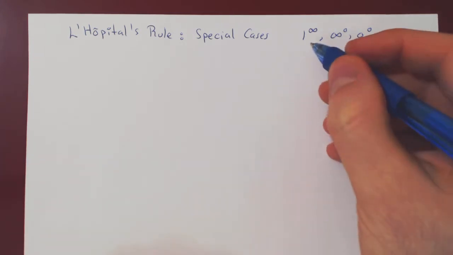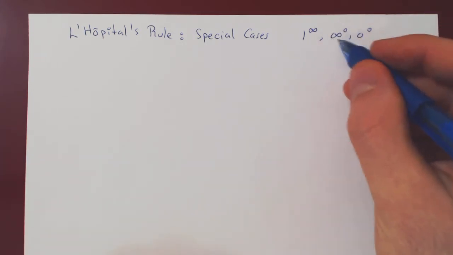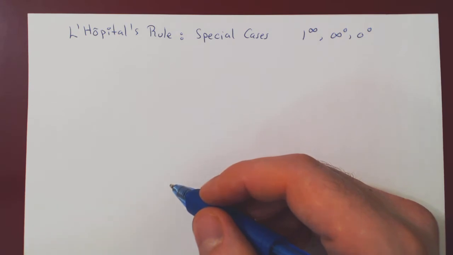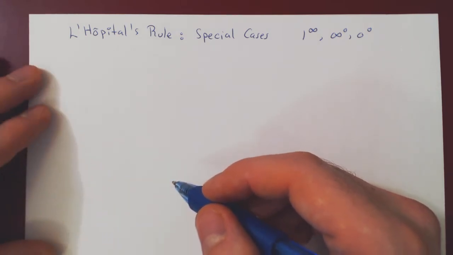We'll consider an example of this type right now, but the other two types are attacked in the exact same way. Take the ln of the limit, transform, so you can get a case where you can use L'Hopital's rule, and then you're good to go.